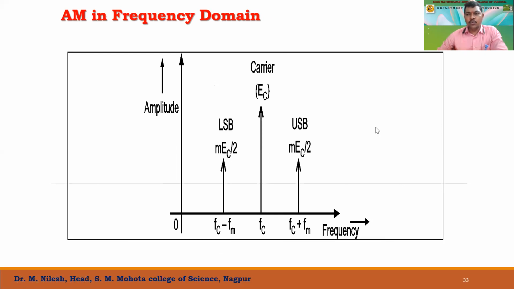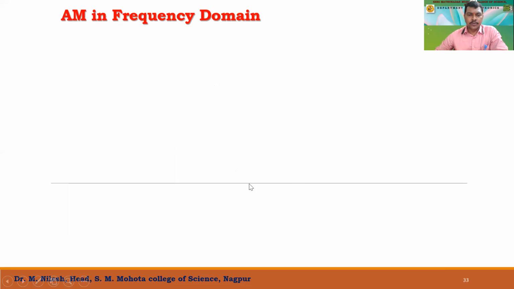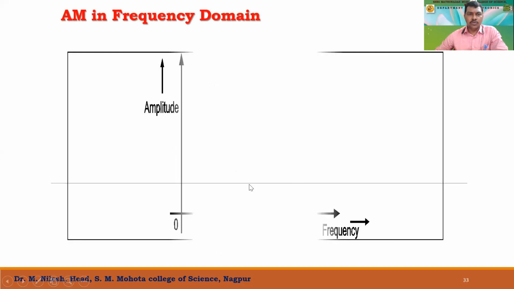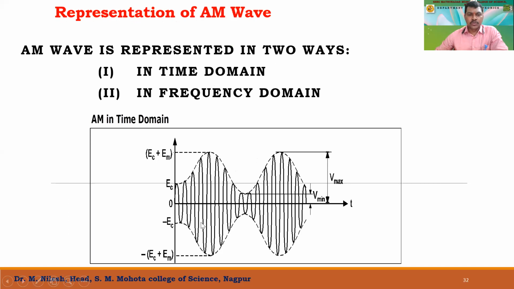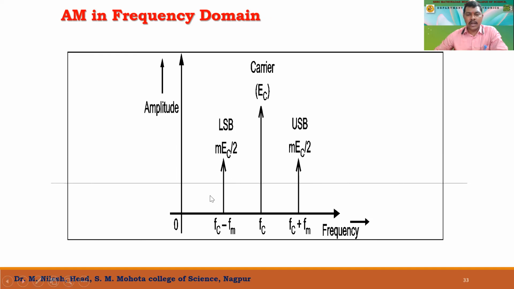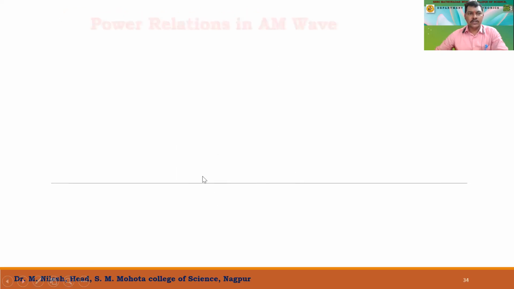Frequency domain means amplitude versus frequency. Frequency is taken on the x-axis, whereas amplitude is taken on the y-axis, and accordingly we have this equation. This is the time domain, where the amplitude varies. Here it is maximum, which we call EC plus EM, and here it is minimum, which we call EC minus EM. So we have these two types of graphs, one in the time domain and the other in the frequency domain.